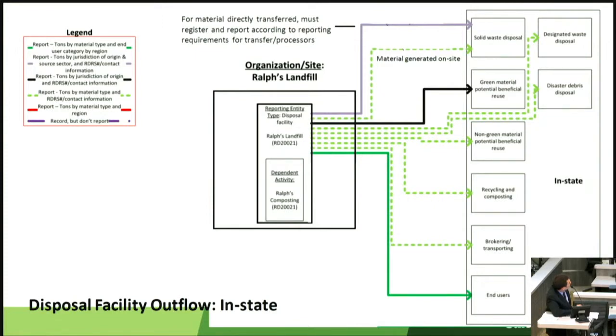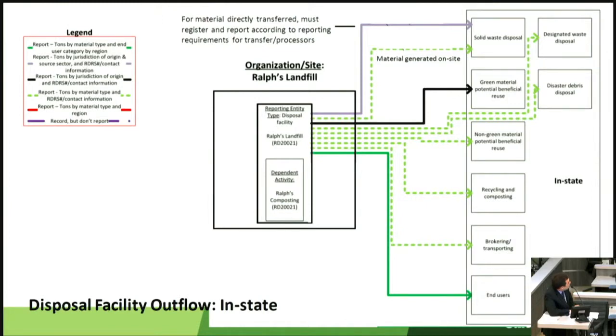So moving down one, we have this black arrow here. That's material that, for whatever reason, the landfill chose to send green material potential beneficial reuse on. Maybe they took in too much, or maybe they want to share their bounty with another facility. They could send that on to another destination. If that were the case, they would still need to provide the jurisdiction of origin for that outflow of green material beneficial reuse.